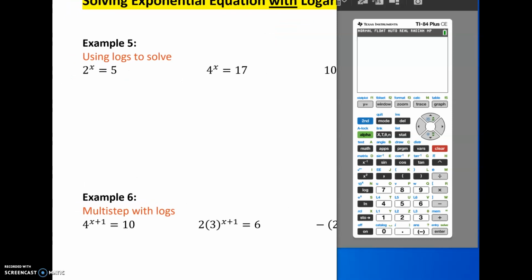Okay, so we can't rewrite 5 with a base of 2 or vice versa, so we actually have to use logs to solve. If you think about it, what's the inverse of an exponential function? It's a logarithm. When you take the log, you want the bases to match. So the base of this exponential function is a 2. So when we do the inverse and use the log, we're also going to have a base 2. So you have log base 2 of 2 to the x equals log base 2 of 5.